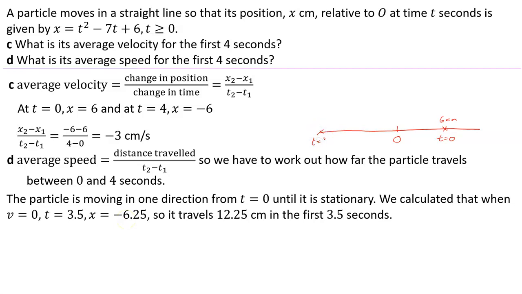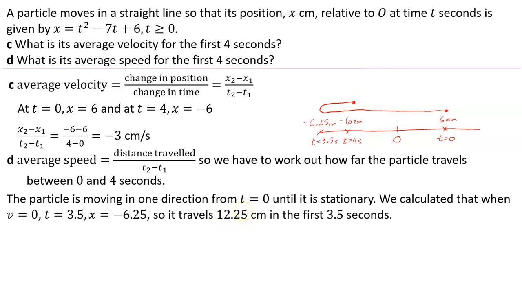So when t equals 3.5, we're at negative 6.25. And then I worked out in part C, when t equals 4, my scale isn't great here, but when t equals 4 seconds, I'm at negative 6. So my particle starts here, travels in this direction, and then turns around and goes back to here. So I need to work out this distance and add it to this distance.